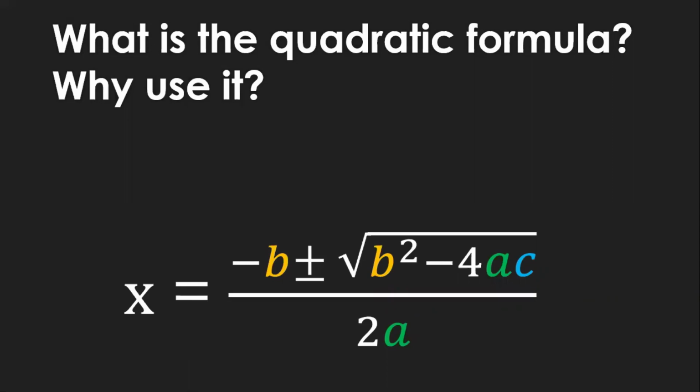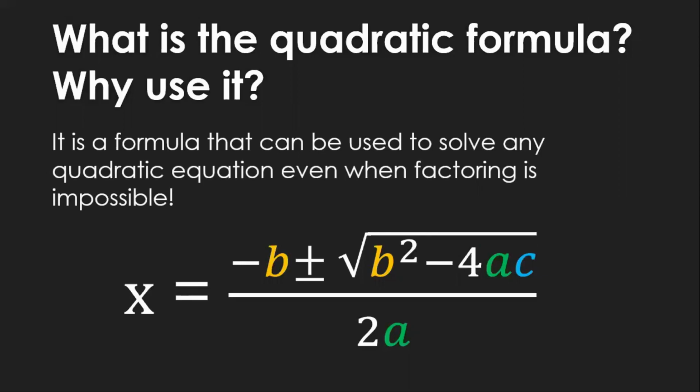So you may be asking, why do I need to use this huge equation? Well, it is a formula that can be used to solve any quadratic equation, even when factoring is impossible. Sometimes when we are looking at trinomials, we cannot figure out what multiplies to the constant and adds to the middle term. In that case, we're going to use the quadratic formula, because just because we can't factor it does not actually mean there are no solutions.